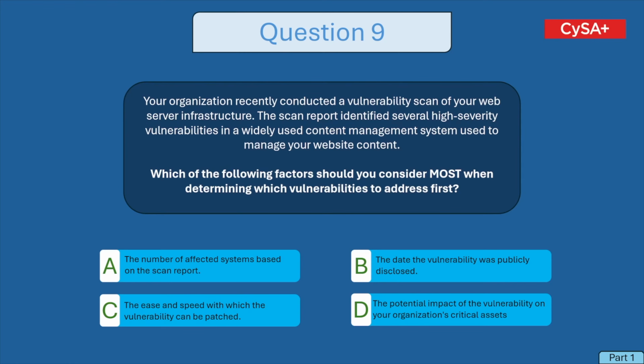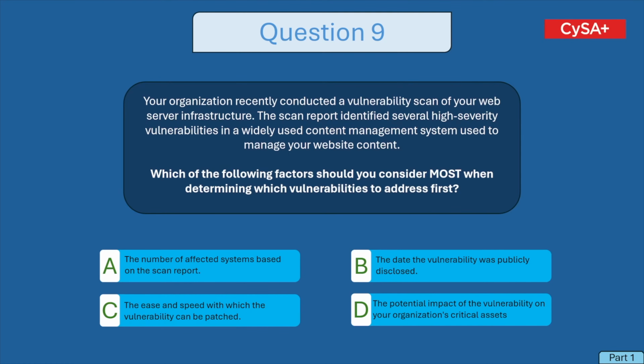A, the number of affected systems based on the scan report. B, the date the vulnerability was publicly disclosed. C, the ease and speed with which the vulnerability can be patched. Or D, the potential impact of the vulnerability on your organization's critical assets.